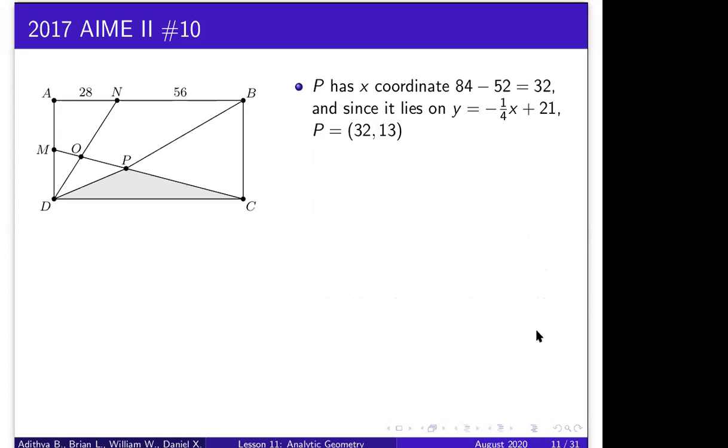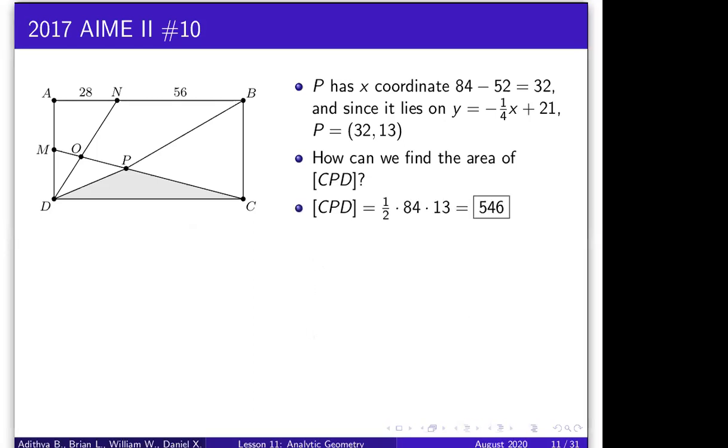And now, given this, what should the area of DPC be? Yep, let's use 1/2 base times height. We know that the height is the Y coordinate of P, which is 13, and CD is 84. So our answer is 1/2 times 84 times 13, which is 546.